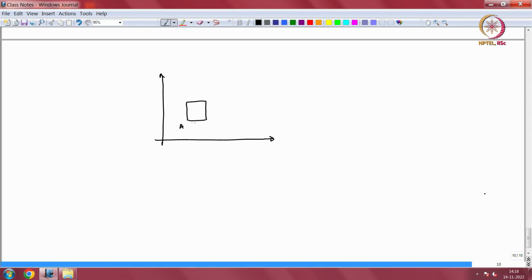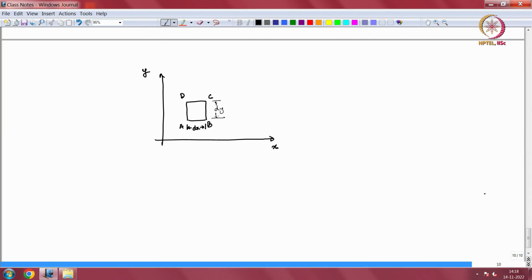Now let us say these are the 4 vertices A, B, C, D, and this is x and this is y, and this is dx. Okay, so this distance is just very small, it is dx.